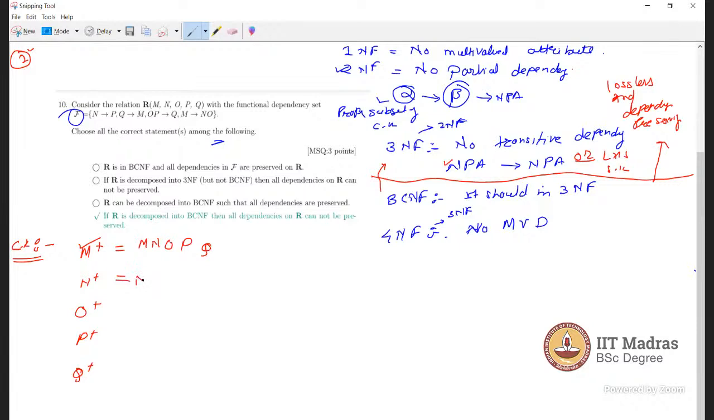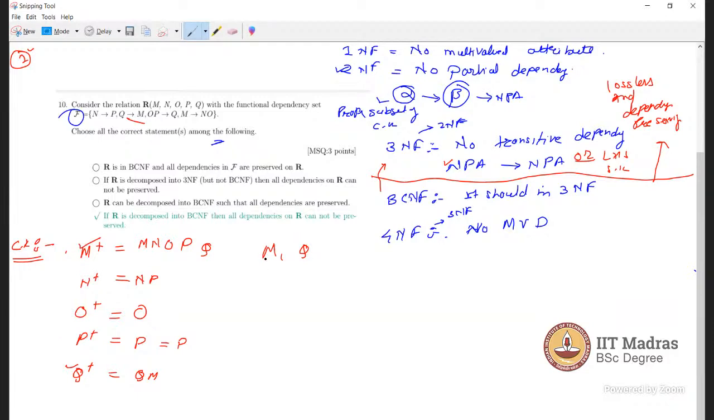From N, only NP I can get, right? From O, only O. From P, only P. And from Q, I get M, and from M I can get all the attributes. So this is also a candidate key. So here, M and Q are the candidate keys. Now, OP is also a candidate key, because that is also a minimal set. Yes, OP and NO also. Yes, I'm coming to that. So here we got two candidate keys, M and Q.